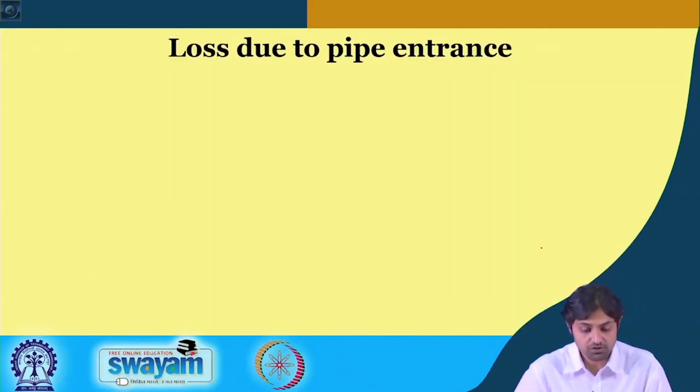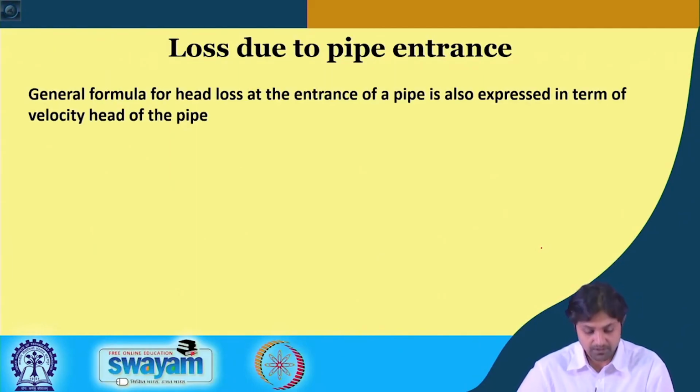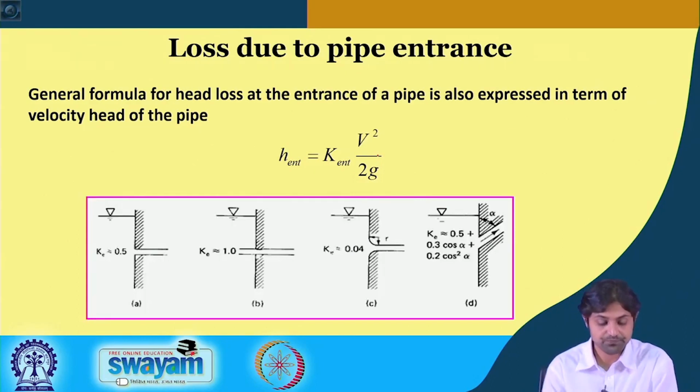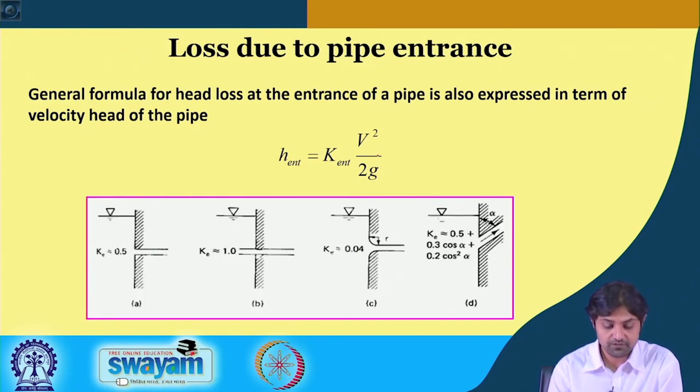Now, loss due to pipe entrance. The general formula for head loss at the entrance of the pipe is also expressed in terms of velocity head. So, if there is a pipe entrance, the loss will be V square by 2G into K entrance. For different configurations, this is the most common one that you will encounter.